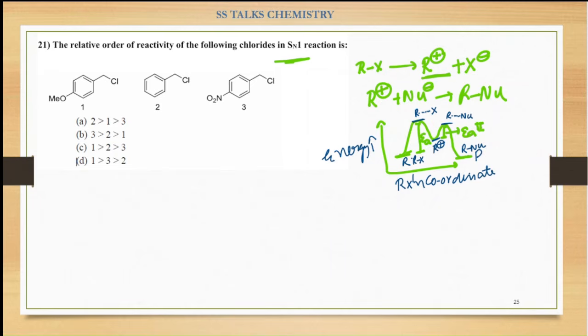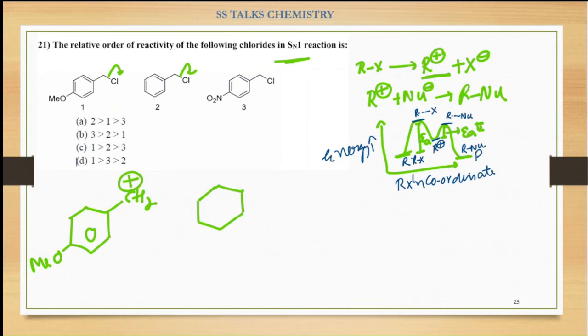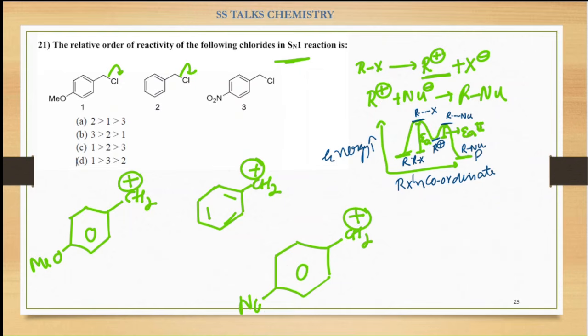So we have seen this, and now we have to focus on the stability of the carbocations. In the first molecule, the Cl negative is going to leave. After that, the carbocation that we get is this one: here the CH2 carries the positive charge, and here is the OMe. In the second molecule, when the Cl negative leaves, you get this carbocation species: here is CH2 with the positive charge. And in the third case, the carbocation is CH2 positive, and here is this NO2 group present.